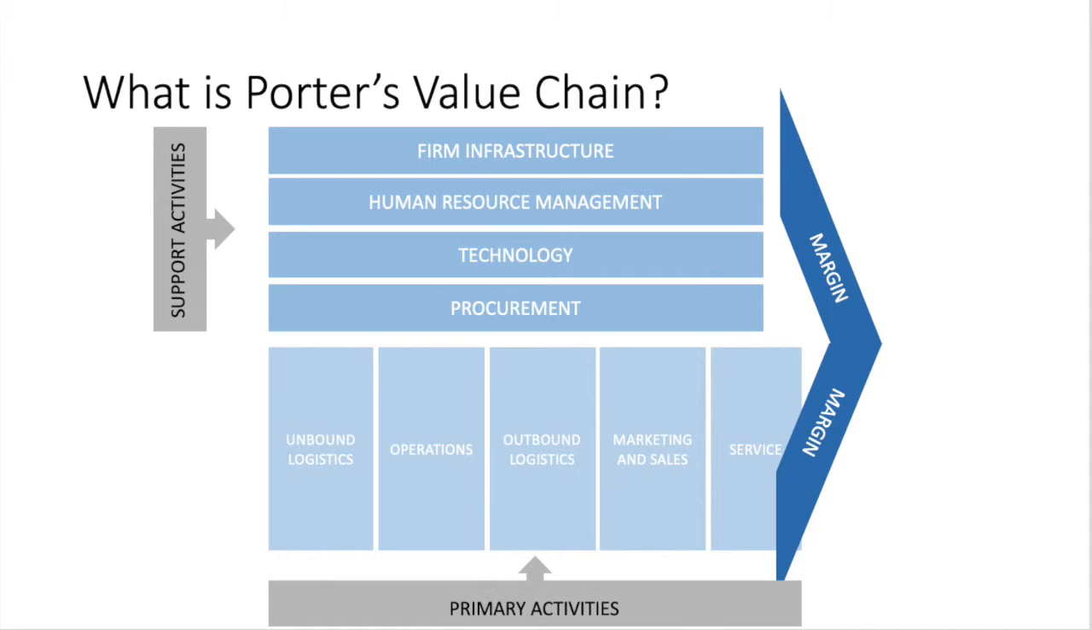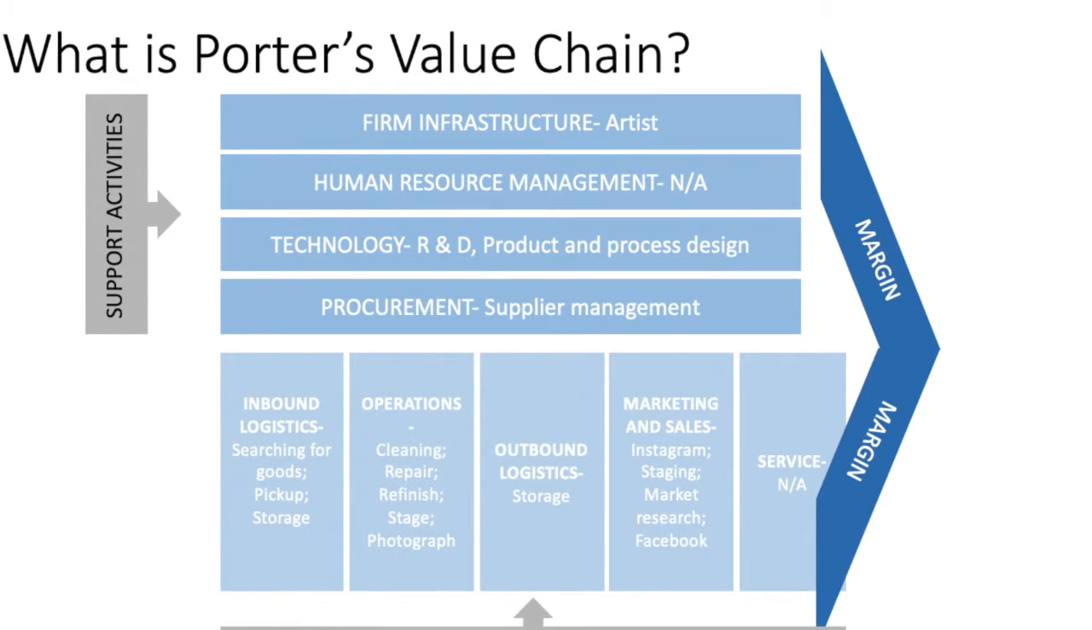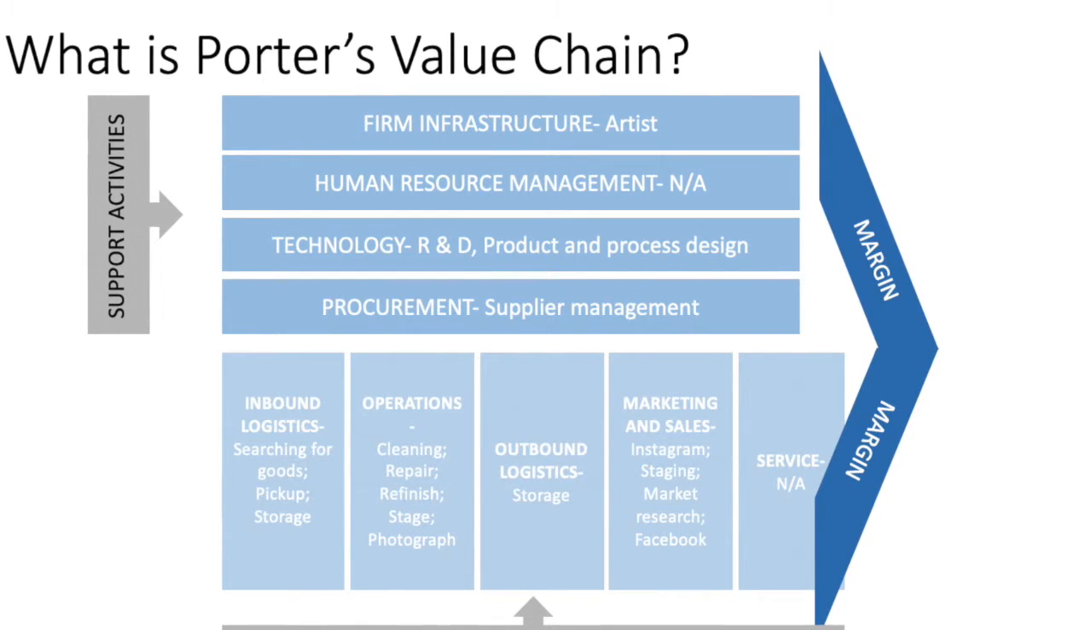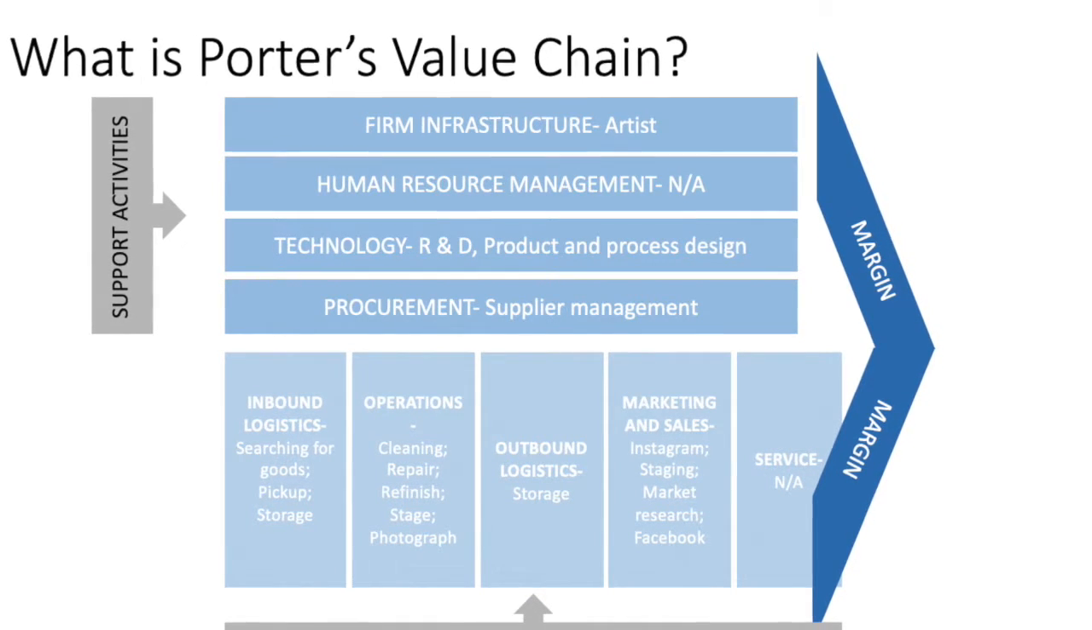So what does this mean for the Winston Find? For the Winston Find, the support activities are: infrastructure, which is our artist. This is the company's support systems and how they go about their daily operations, so for us, that is just an artist. For human resource management, we don't actually recruit anyone. This would be how you recruit, train, or hire anyone, but it's a one-man show, so we don't have this one.